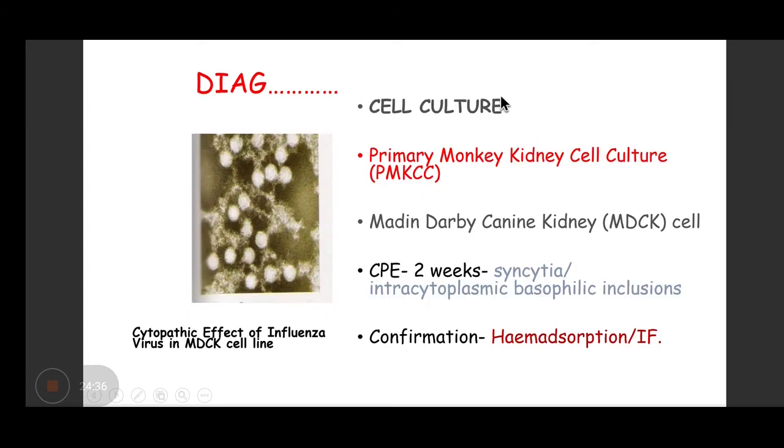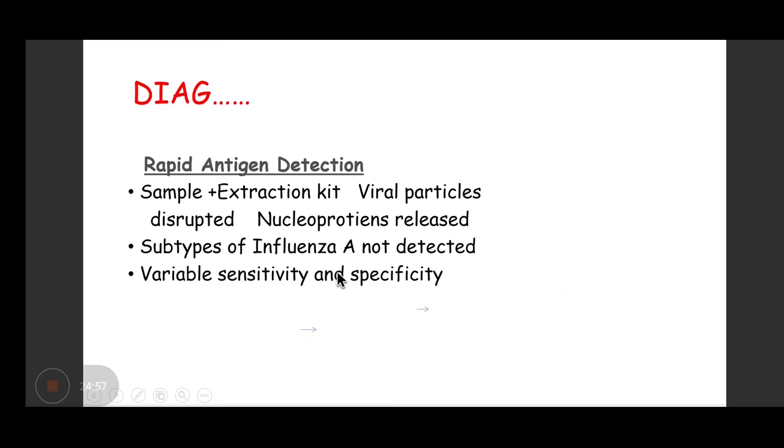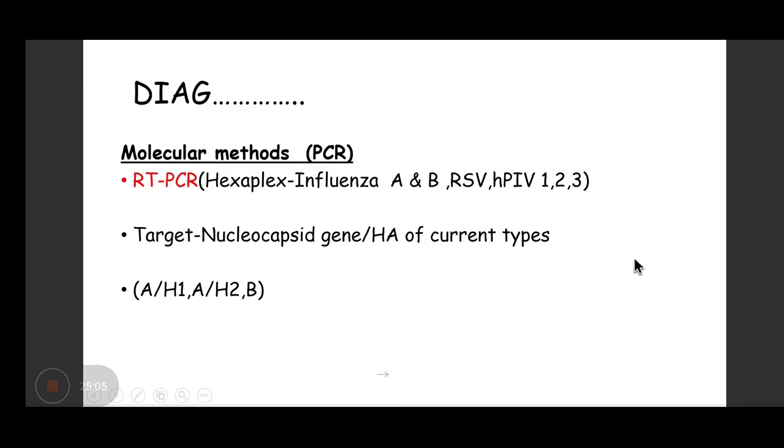Apart from egg culture, we can also do cell culture: primary monkey kidney cell culture, Madin-Darby canine kidney cell culture. We look for cytopathic effect within 2 weeks, syncytia formation or cytoplasmic basophilic inclusion bodies, or hemadsorption. Some antigen tests are also available, the rapid antigen detection test. We take the sample, extract the antigen, and look for the presence of antigen.